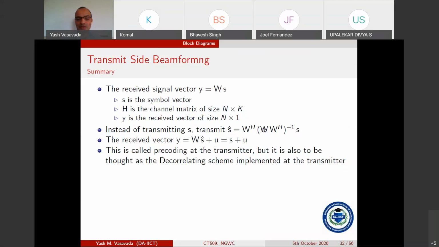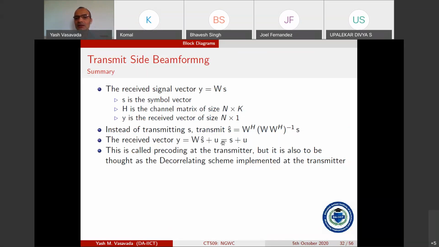If we know W, which we have assumed that we know somehow at the transmitter, this is just a linear algebraic operation that the transmitter can perform. And so if we transmit S hat, the received vector will be now WS hat plus noise. If I plug in the expression of S hat, which is here, into this equation, then I get S plus U. So you see that all the interference vanished.